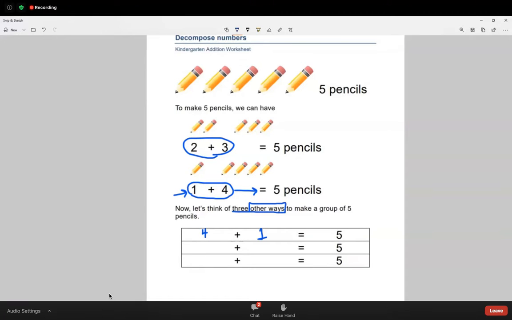What was that? Sorry. 5 plus 0 gives 5. 5 plus 0 does equal 5, but we're going to ask for someone else to give us our second and third answer. So thank you for the help with that first answer, Sarah.